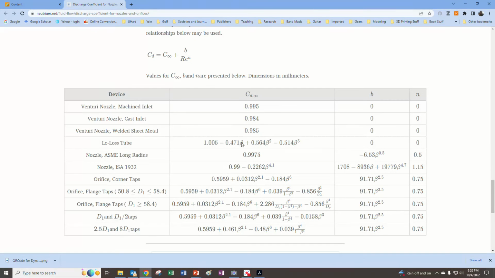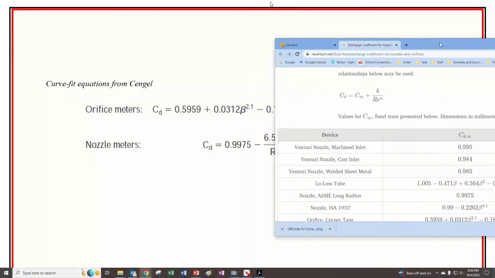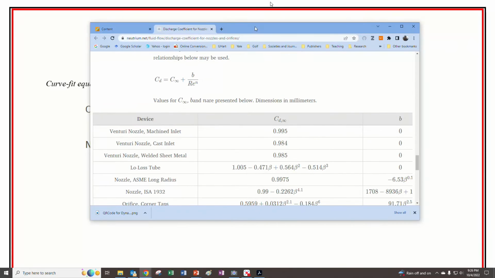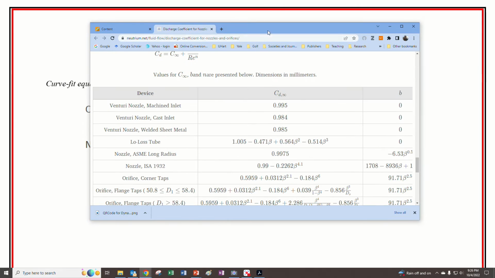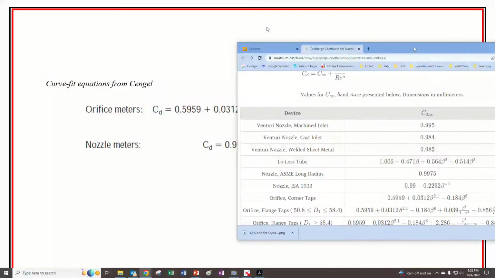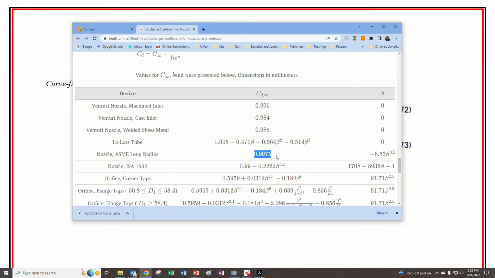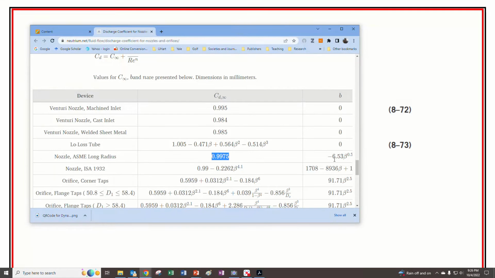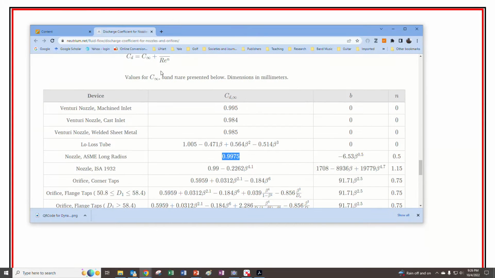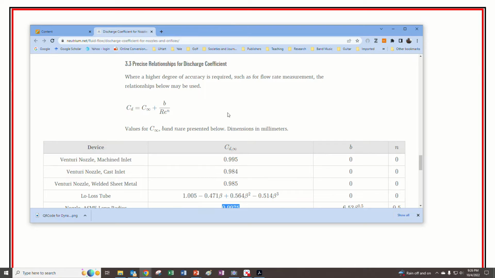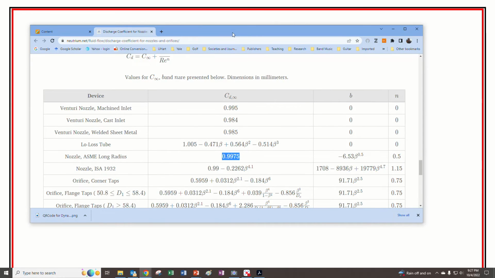And then lastly, we have the nozzle meter. But that one was a little bit different too, right? So that's got 0.9975 minus 6.5. There it is right there, right? So go to this website and you can find the same stuff, but this is in Cengel.